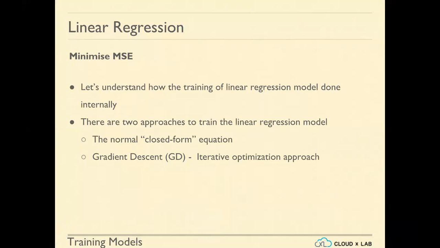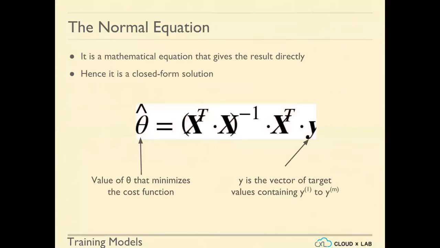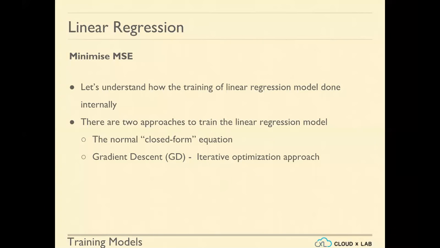Let us understand how the training of a linear regression model is done internally. There are two approaches to train linear regression. One is the normal equation, the closed form. The other is gradient descent, an iterative optimization approach. This is basically the classic form of the equation. We will talk about this now.